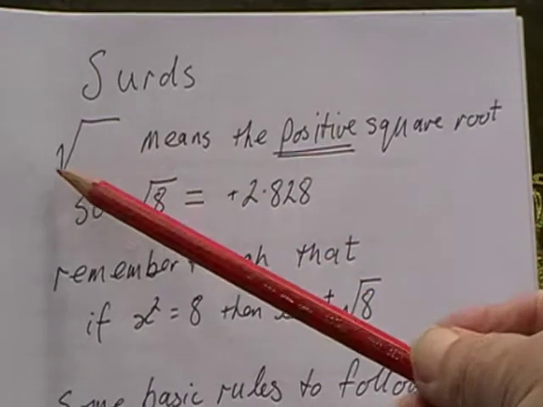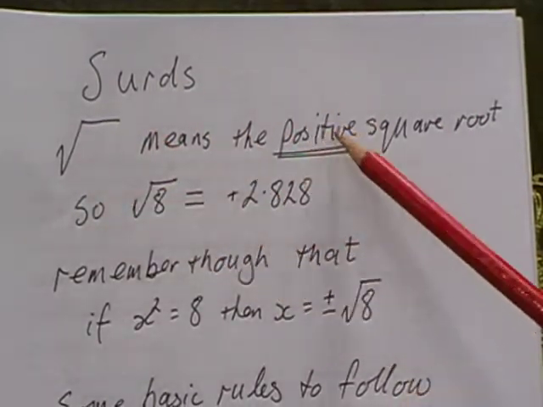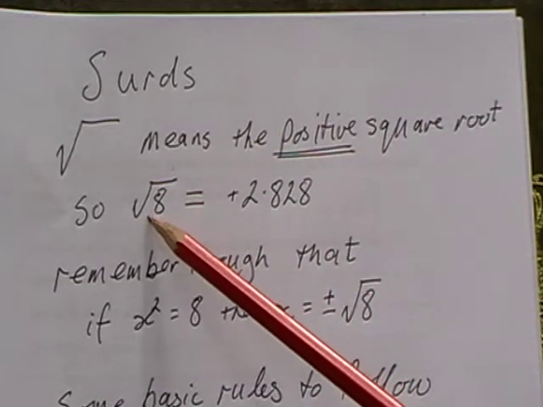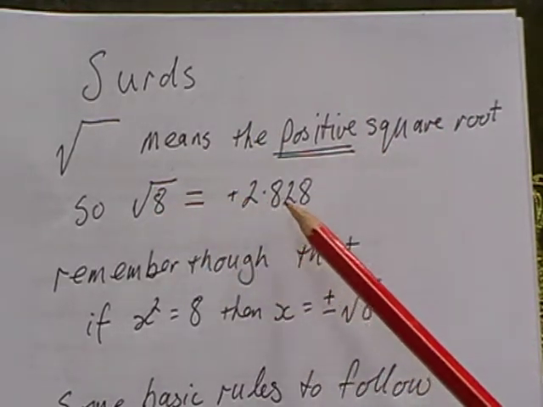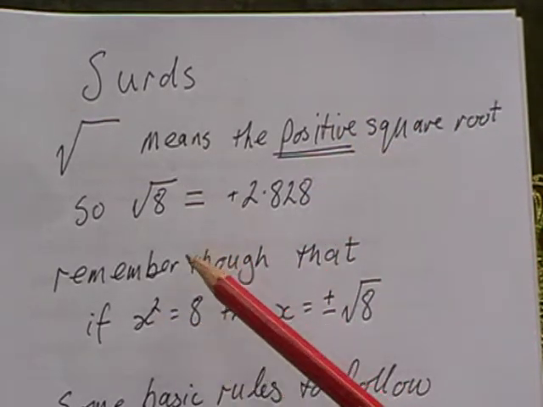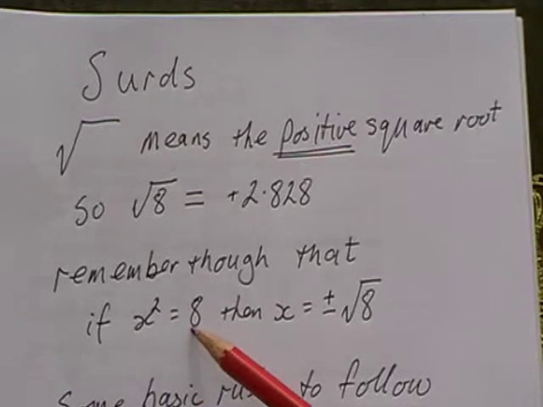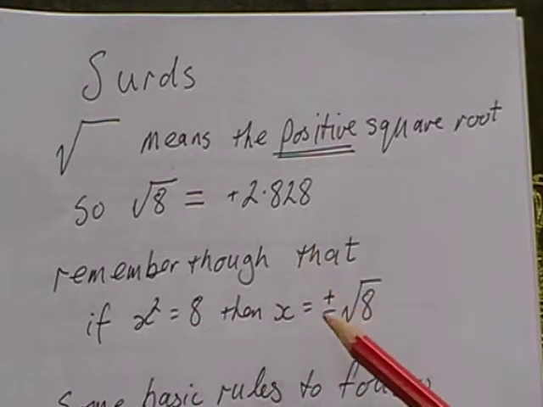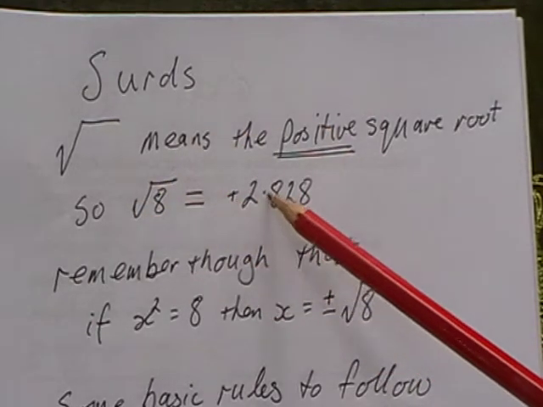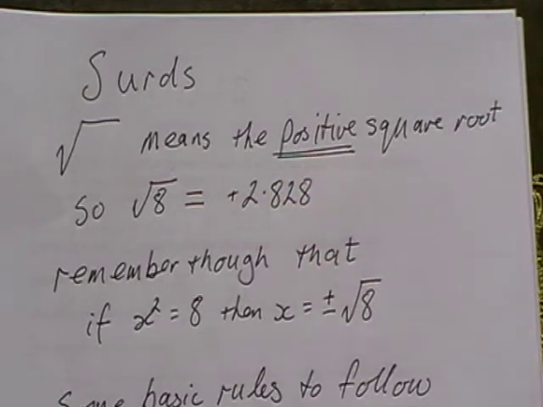To start off, we have that symbol, the square root, and you need to understand it's the positive square root. So the positive square root of 8 is 2.828. But you must remember that if you have an expression like x squared equals 8, then x will be equal to the positive and negative root of 8. But when you have that symbol, it only means the positive root.